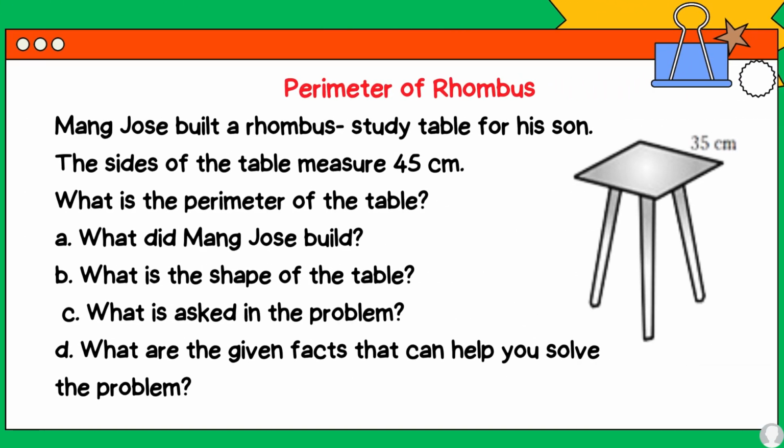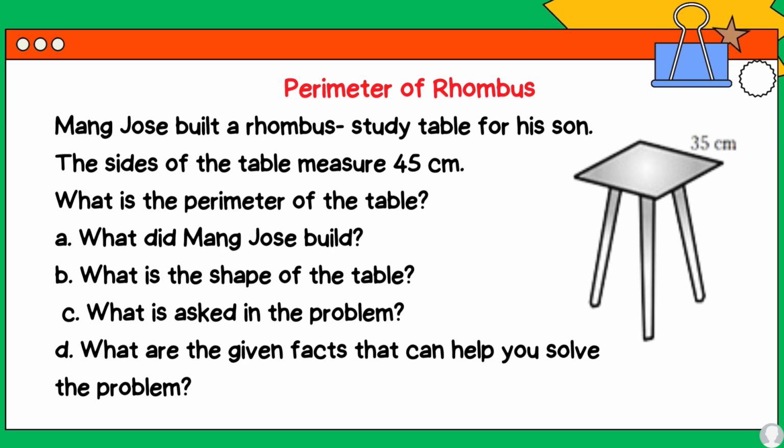So this time, let's have here the perimeter of a rhombus. We have here a problem, and it states that Mang Jose built a rhombus study table for his son. The side of the table measures 35 centimeters. The typographical error is not 45, it's 35 centimeters.